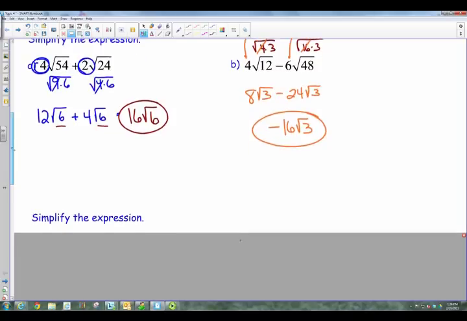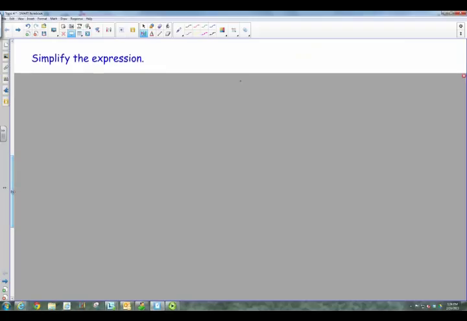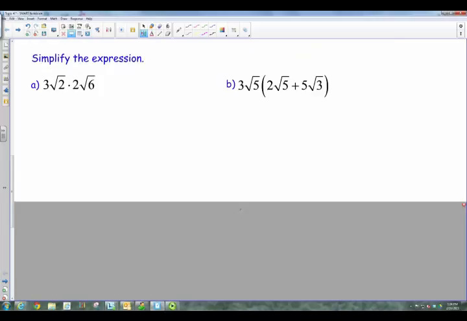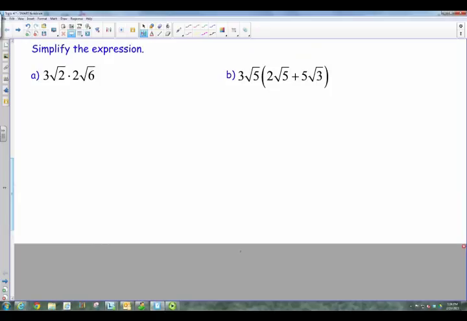Alright, so that is adding and subtracting, making sure your radicands are the same. If they're not, make them the same. Alright, next example is multiplication. How do we multiply these things together? Well, multiplication with radicals is very similar to multiplication of anything with variables, real numbers, any parts of that. You can multiply what is similar.